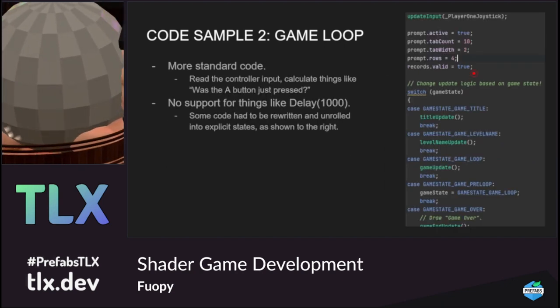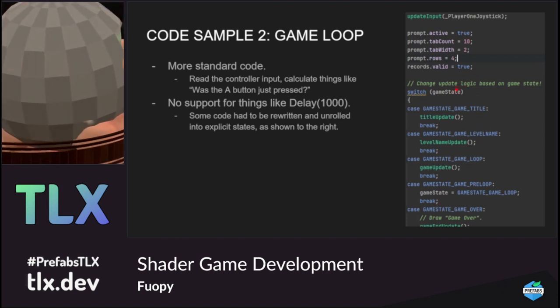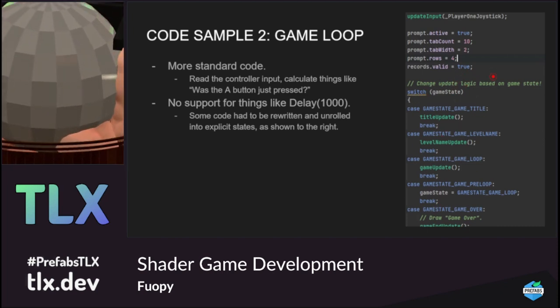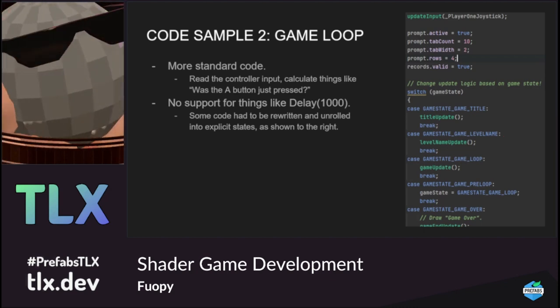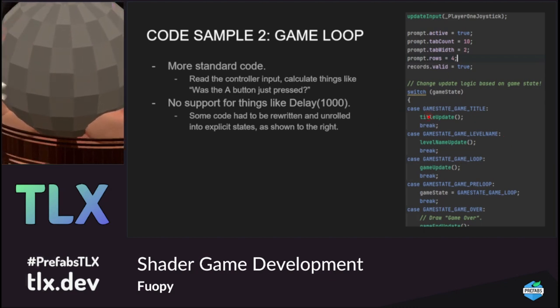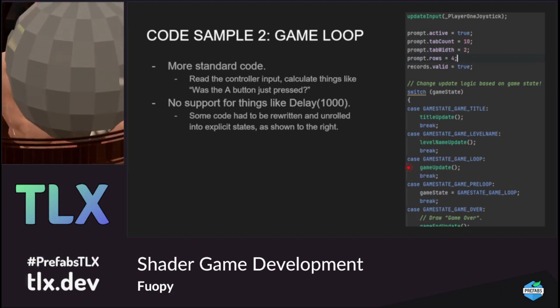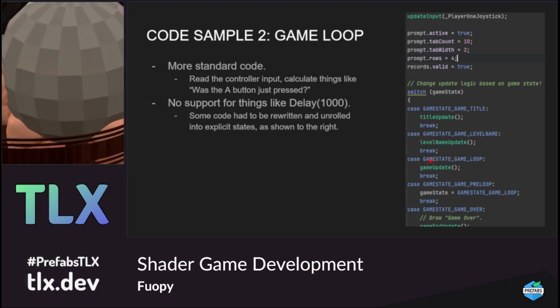The next step is more of the game loop. So right here, we have our game state switcher. If you're familiar with game programming, you know, you have game states, right? There's the title screen logic. There's our logic when we display the level name. There's our game logic we execute when we do the game loop.